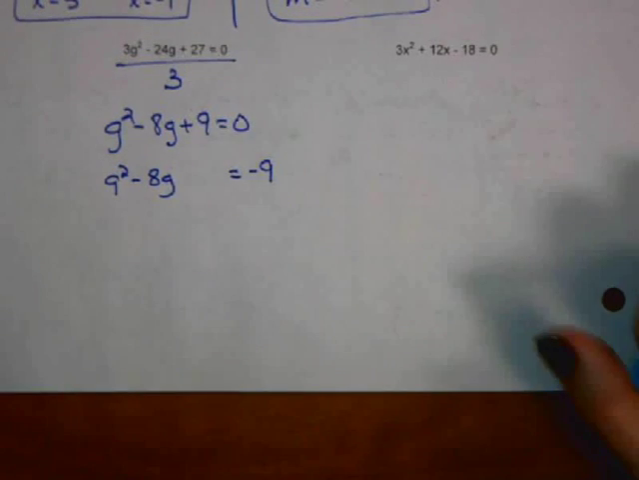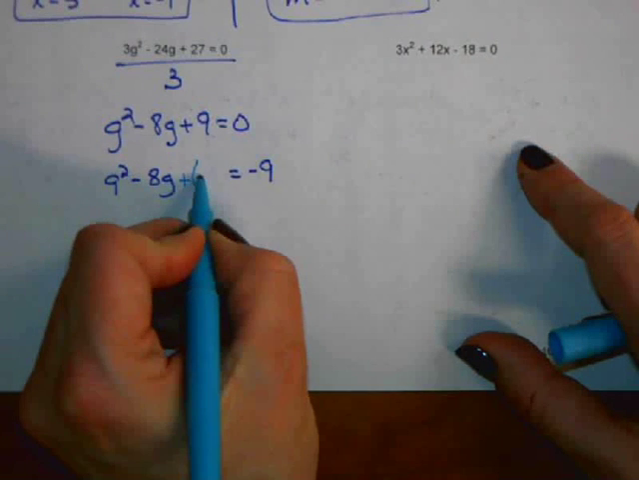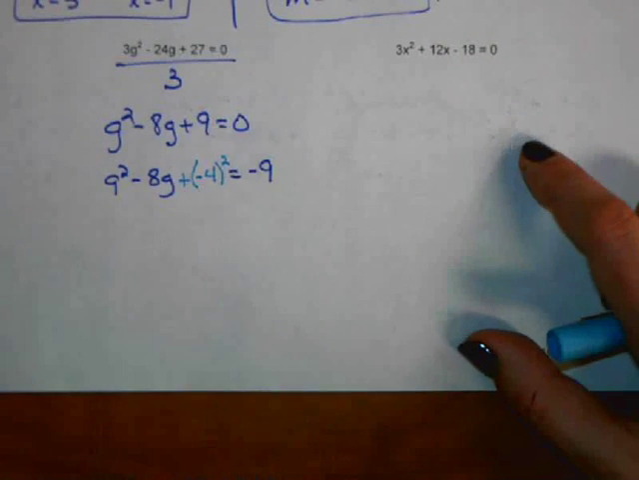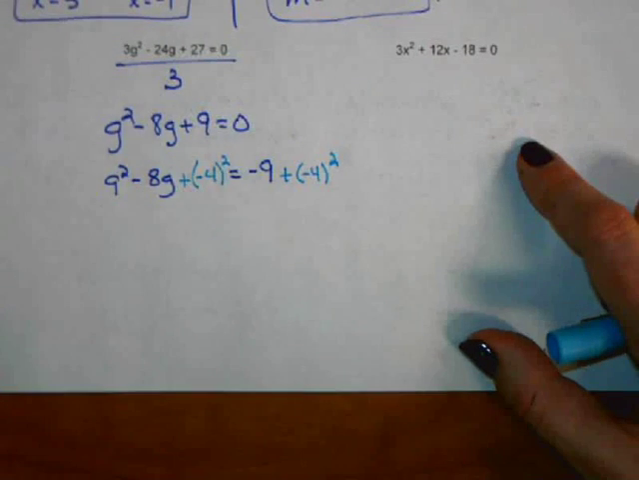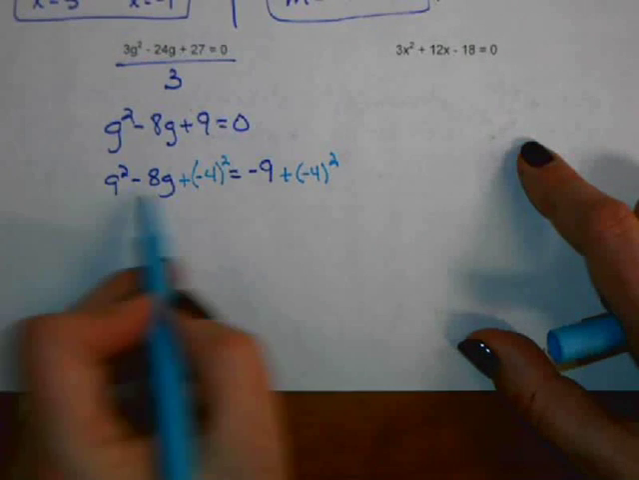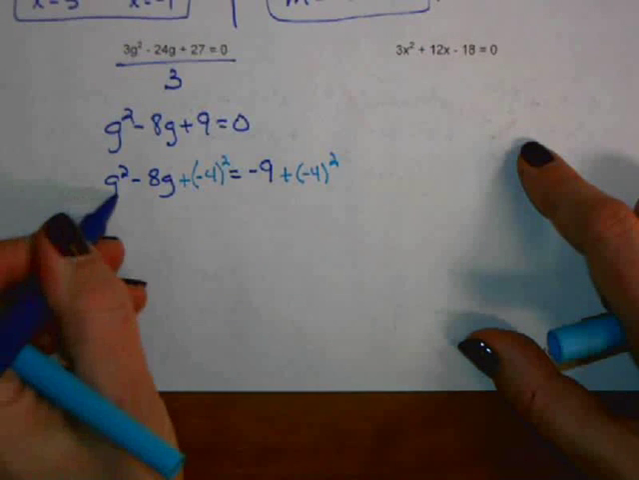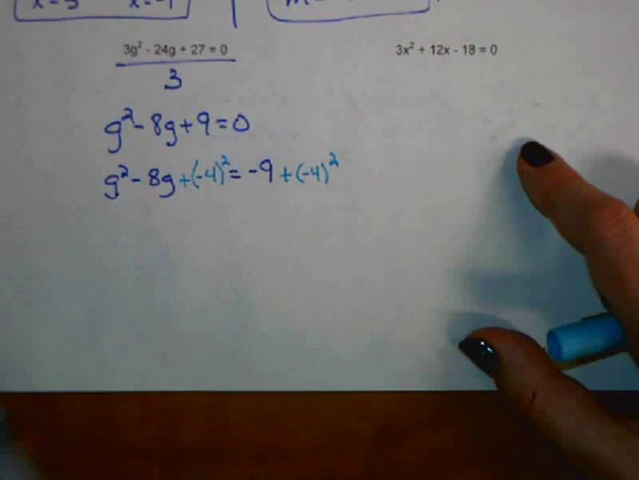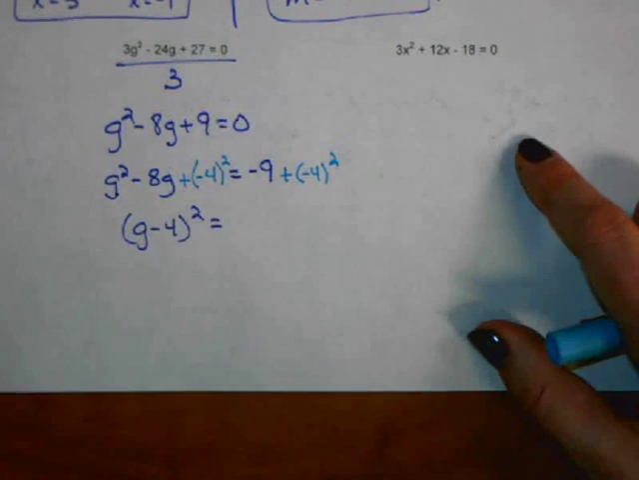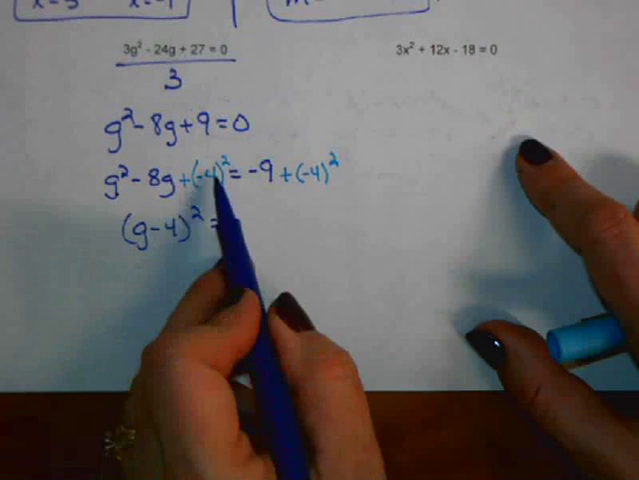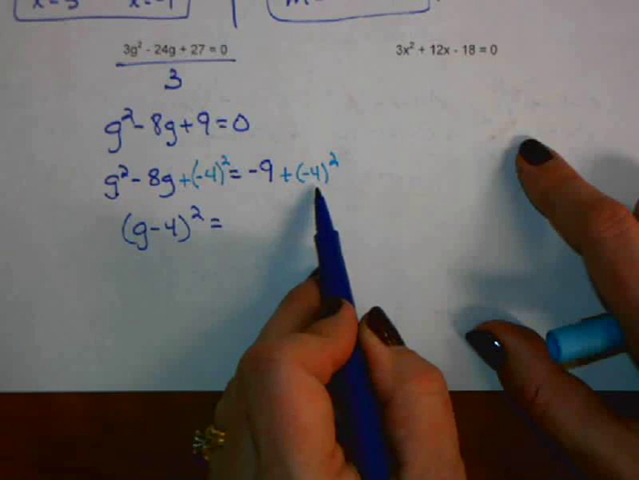What are you adding on now? We're going to add on half of b, which is negative 4 squared. All right, what's this left side become? This becomes g minus 4 squared, because it's the same as what's inside there. And then negative 9 plus 16.